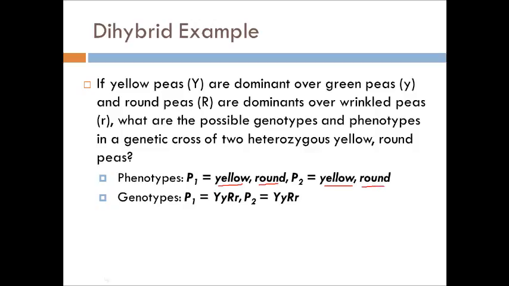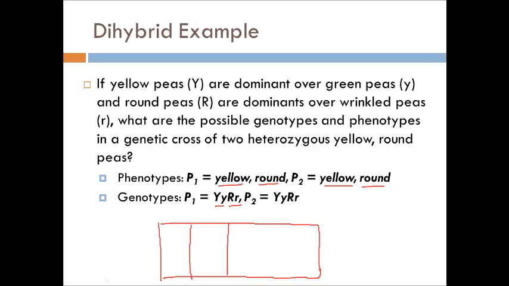Okay, so both of them are heterozygous, so that means that both of them are going to be big Y, big R, little y, little r. Now, instead of doing just a simple 2 by 2 square, we are now going to do a 4 by 4 square. How this works is you take your 4 letters for each parent and combine them into 4 different combinations.